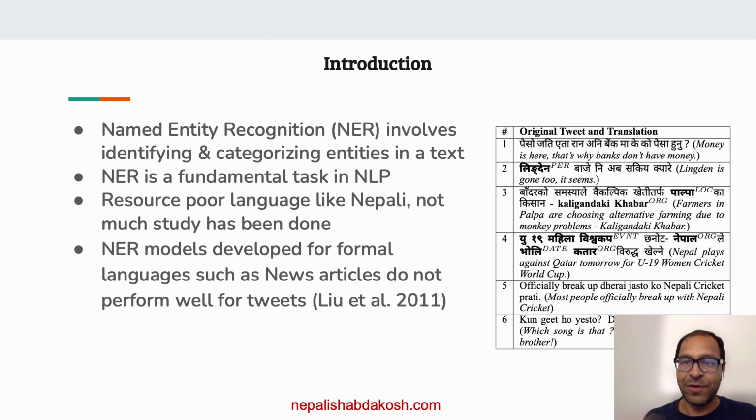Number 3 has location, Palpa, and Kaligandaki cover organization. You can see the Devanagari and English are mixed over there. And number 4 has event, organization, date, and so on. Number 5 and number 6 are an interesting way of writing tweets, easier to write tweets in Romanized forms. And you can see there is mixed language over here as well.